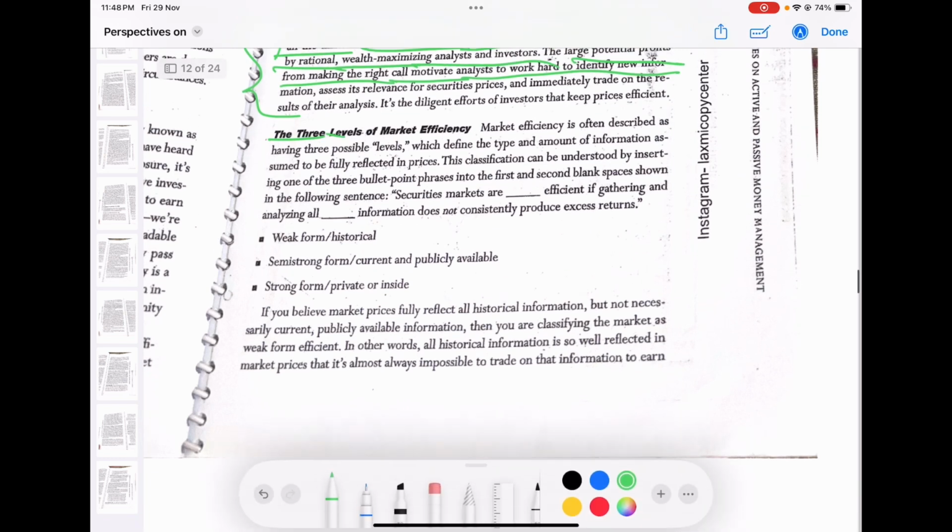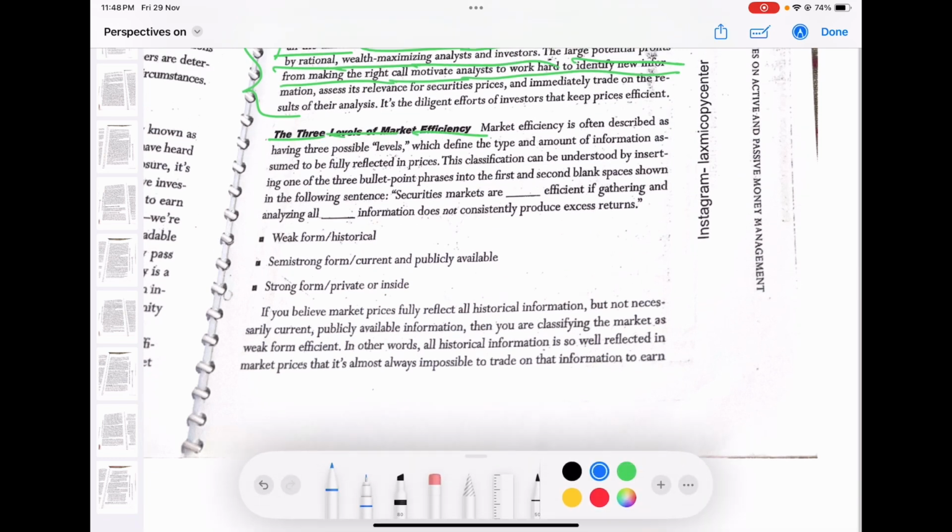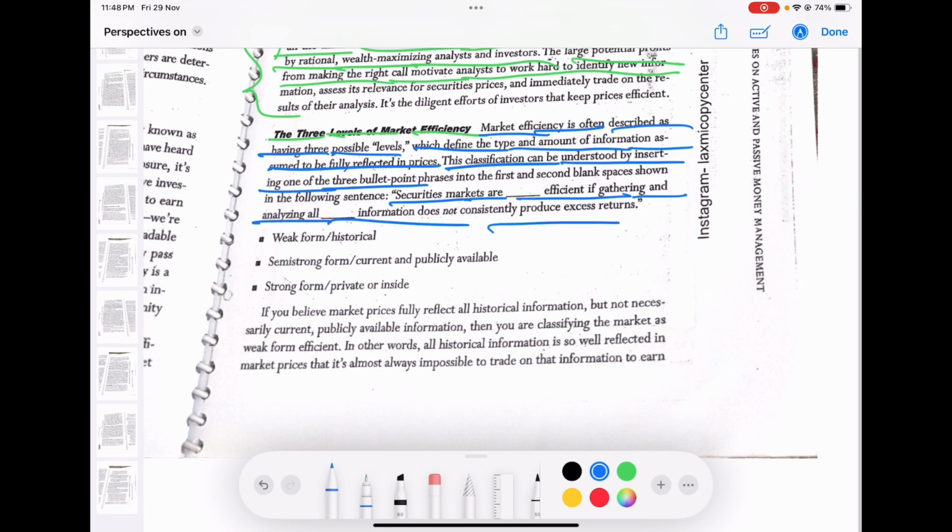Now let's talk about the three levels of market efficiency. Now, what are the three levels of market efficiency? Market efficiency is often described as having three possible levels which define the type or amount of information assumed to be fully reflected in prices. This classification can be understood by inserting one of the three bullet points. Securities markets are dash efficient if gathering and analyzing dash information does not consistently produce excess returns. So the first thing is weak form, historical; semi-strong form; and strong form.